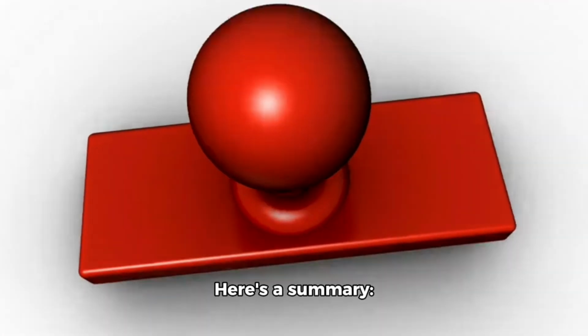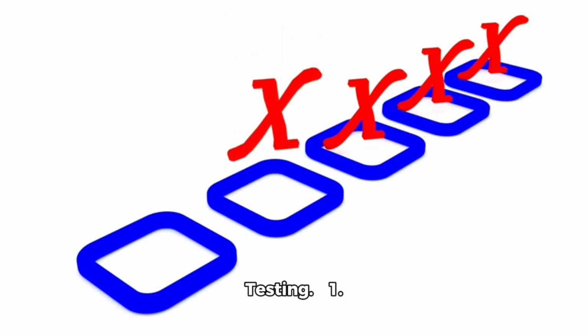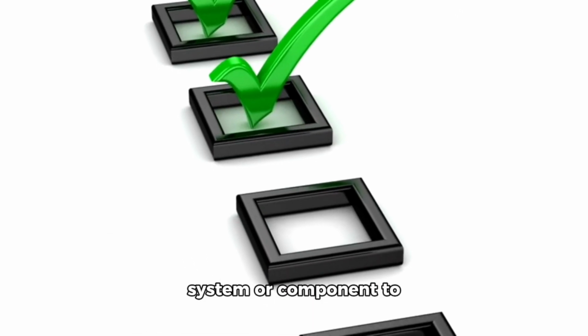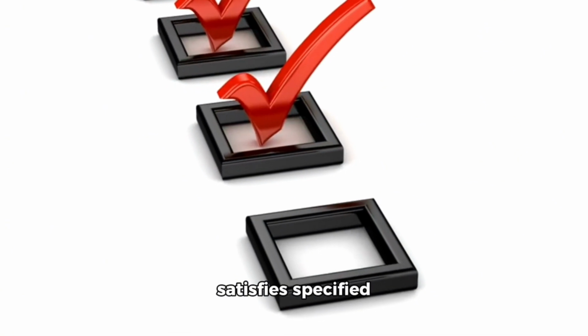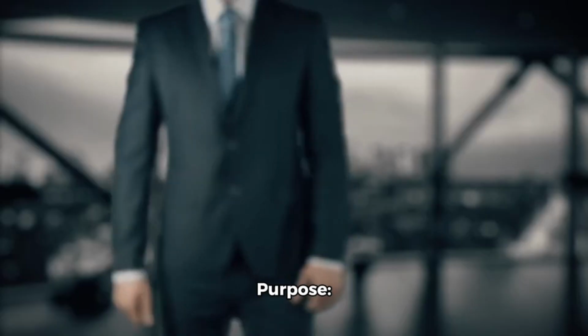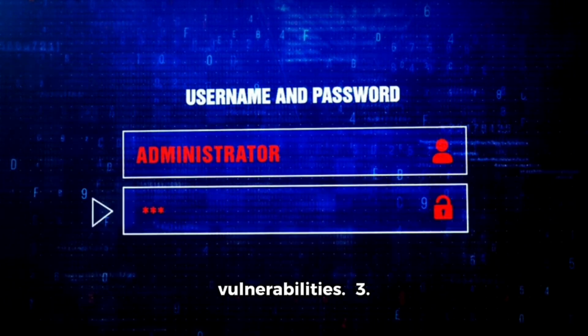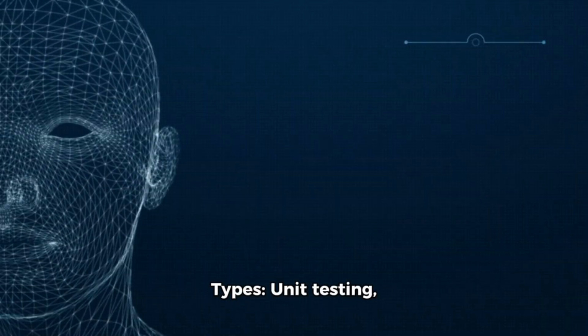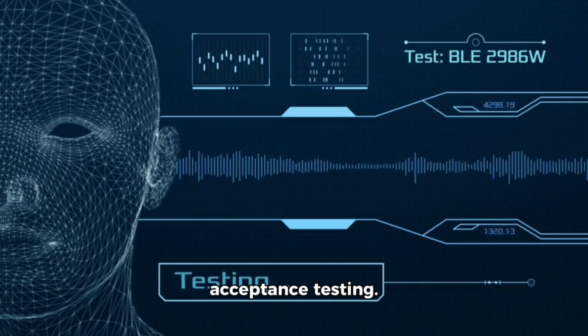Here's a summary. What is testing and validation? Testing. 1. Definition: evaluating a system or component to determine whether it satisfies specified requirements. 2. Purpose: identifies defects, errors, and vulnerabilities. 3. Types: unit testing, integration testing, system testing, acceptance testing.